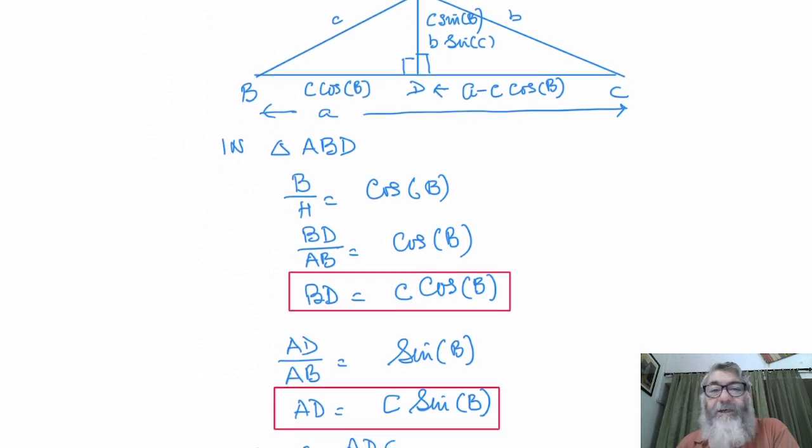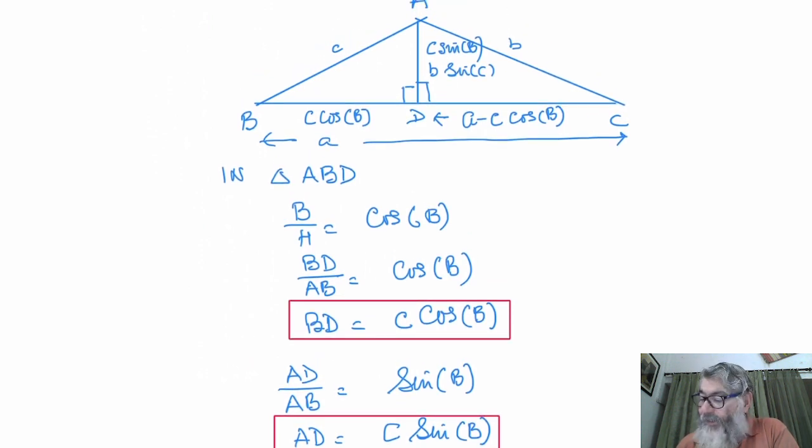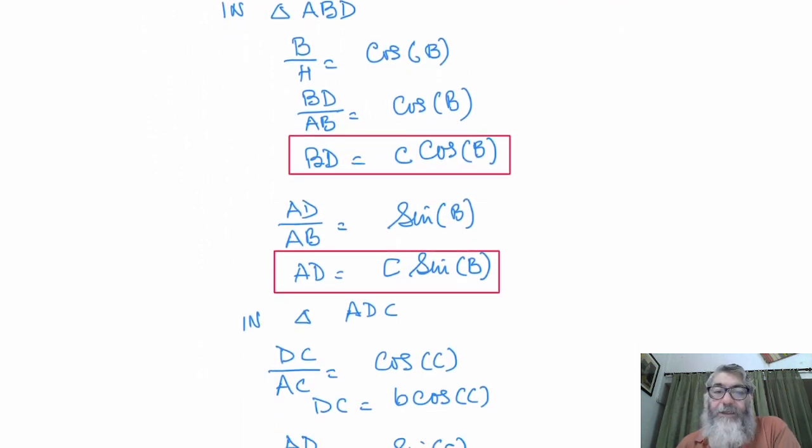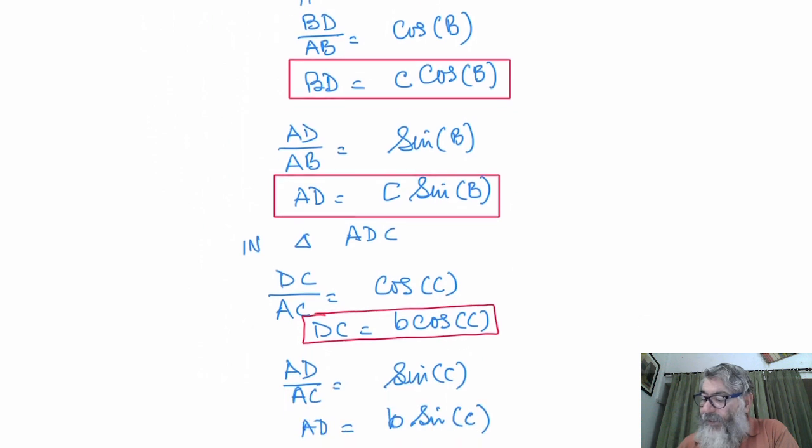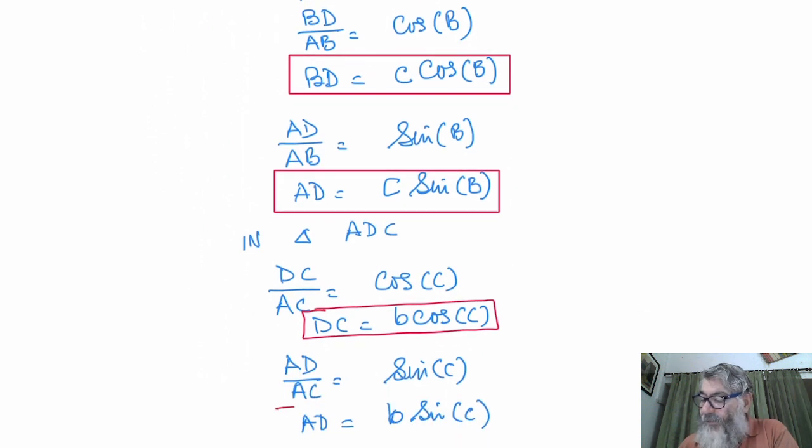Now we will take the other triangle ADC. In triangle ADC, base upon hypotenuse is cos C. So DC, the base, will be AC times cos C. AC is small b, so DC is b cos C. Similarly, AD is b sine C.